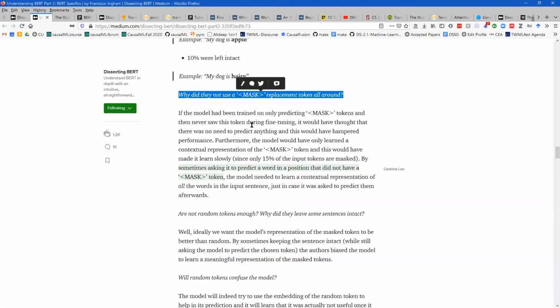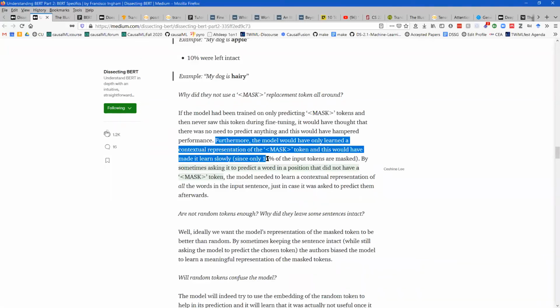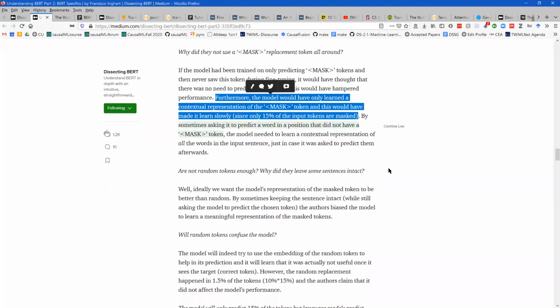But he's trying to explain it here. He says that 15% of the time, this would make the model learn slowly, since only 15% of the time it's learning something, for only 15% of the words. But then by sometimes asking it to predict a word in a position that didn't have a mask token, you force the model to learn a contextual representation of all the words in the input sentence, just in case it was asked to predict them afterwards. So I'm not quite sure what that means.